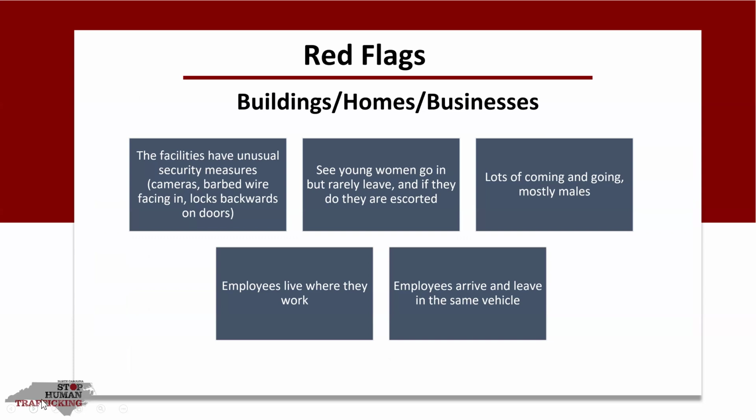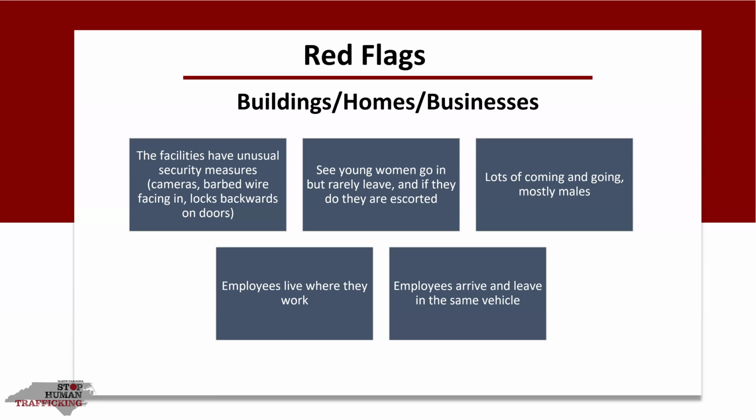So in buildings, homes, and businesses, what you'll see at a facility that are possible indicators of human trafficking: that facility, that building, that home has unusual security measures, cameras outside a building that really doesn't look like people want to break into it or have anything of value in there, barbed wire facing in, well, that's a prison. Locks installed backwards on doors. So they're locking people inside instead of locking people outside. Does that make sense? A lot of women come and go, but rarely leave. And if they do, they're escorted.